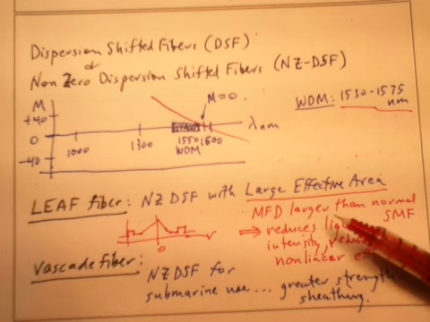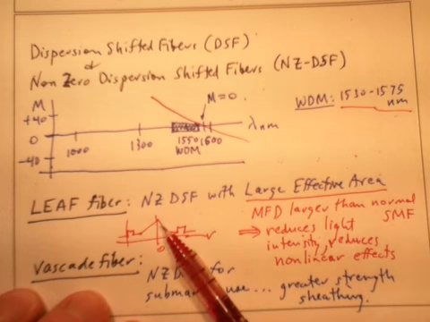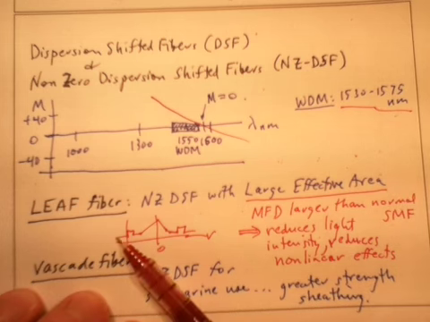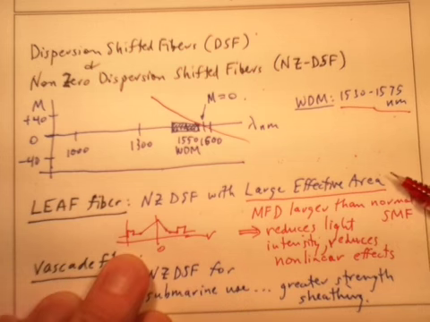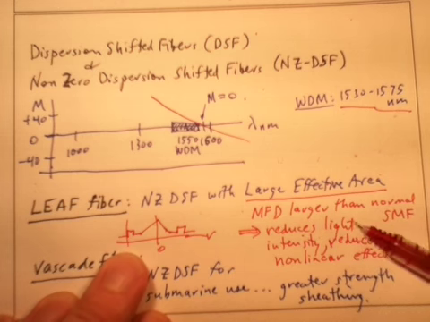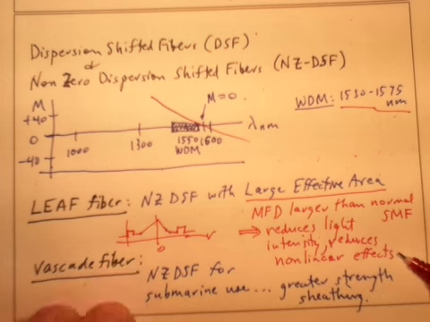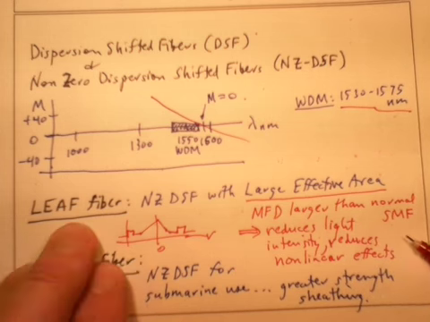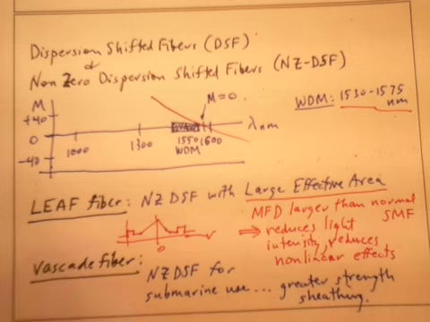It also has a large effective area, and that's a result of that triangular index profile in LEAF fiber. What the large effective area does is it keeps the mode field diameter larger than in a normal single mode fiber. It therefore reduces the light intensity and reduces the nonlinear effects. So LEAF fiber has two things going for it: large effective area and non-zero dispersion shifted.